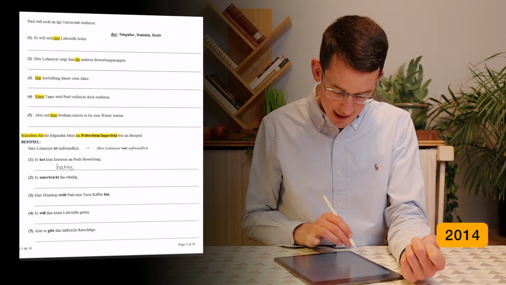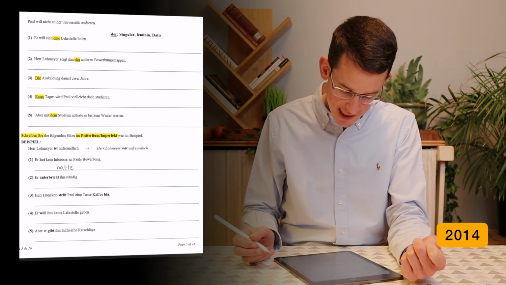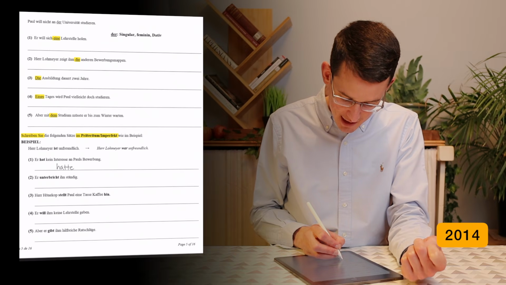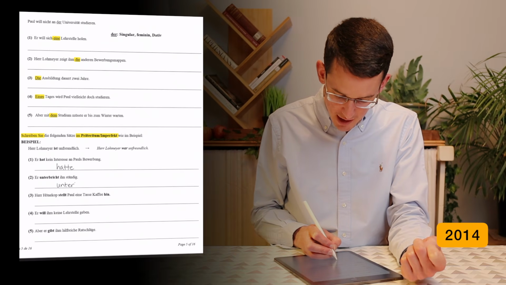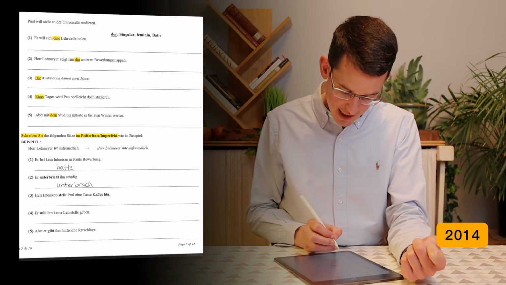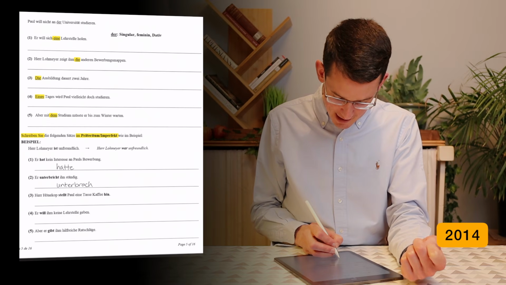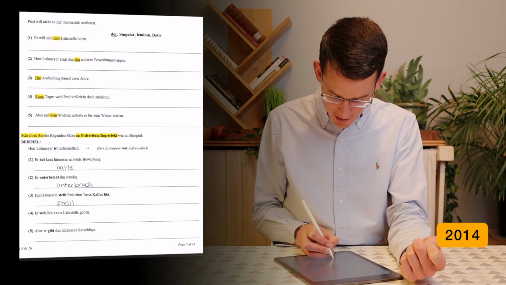And it would be better to write out the whole sentence, but just for the purpose of this exercise I won't do that. The next one, unterbricht ihn ständig, and this is probably the most challenging one here. This would be unterbrach ihn ständig. The next one, Herr Hönnekopf stellt Paul eine Tasse Kaffee hin. This is a regular verb, and it would just change to stellte hin.